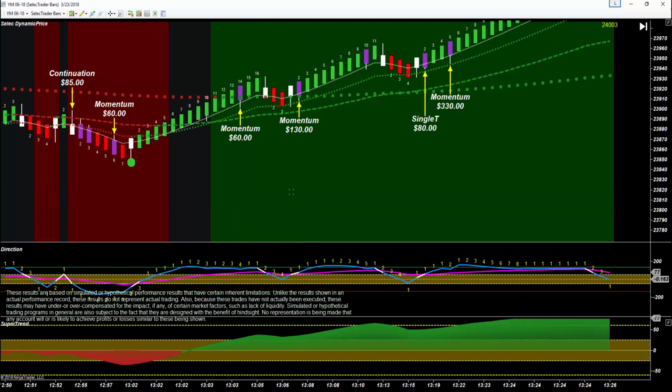Now we can't enter this as a single T since the 200 is out of order and it did not touch the 50, but we can certainly enter it as a momentum long and grab the entirety of this run by trailing at the red DPI price after the close of bar 8.